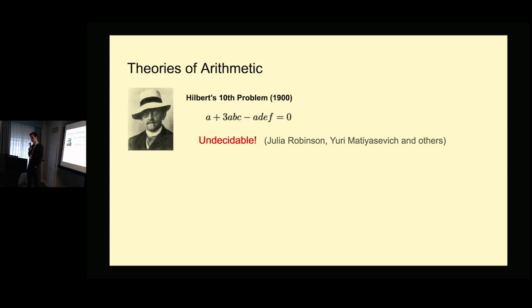The first paper is about theories of arithmetic. Theories of arithmetic go back to Hilbert's 10th problem. In 1900, Hilbert made this famous list of really difficult, unsolved problems at the time. One of them was the problem of deciding Diophantine integer equations. These are formulas like a plus 3abc minus adef is equal to 0. And I want to know: is there a particular choice of integers a, b, c, d, e, and f such that this formula is true? It turns out this is undecidable, due to Robinson and others proving this in the late 20th century.